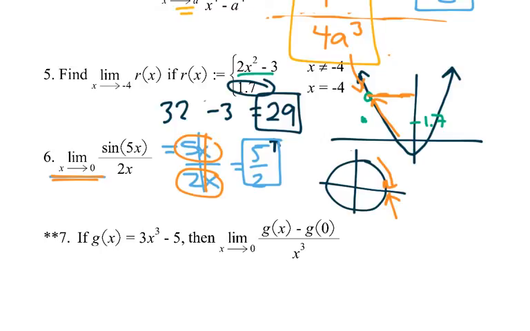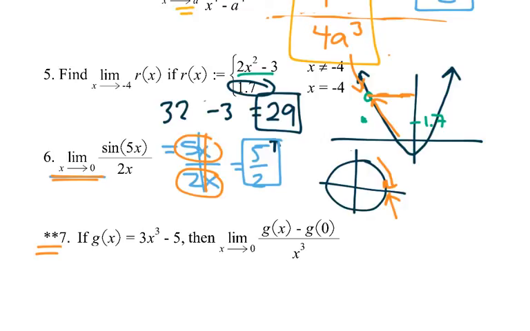Alright, number 7, it says if g of x equals 3x squared minus 5, then the limit as x approaches 0 of g of x minus g of 0 over x cubed equals what? And this is an actual AP question. Why don't you go ahead and try it before, so pause the video, try it, and then come back for the explanation.